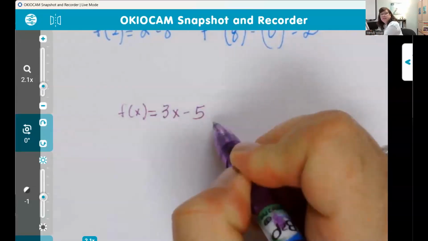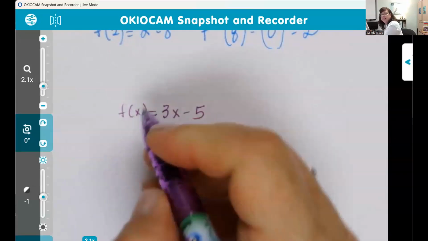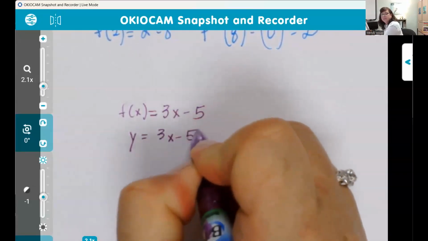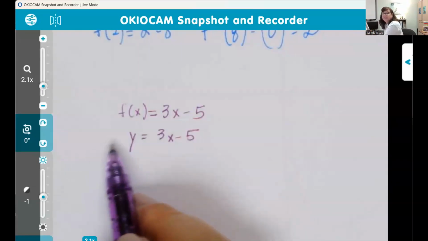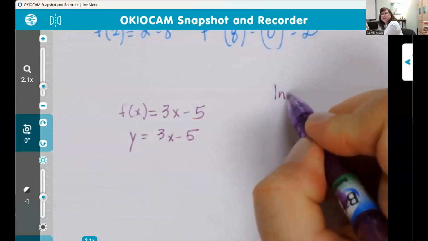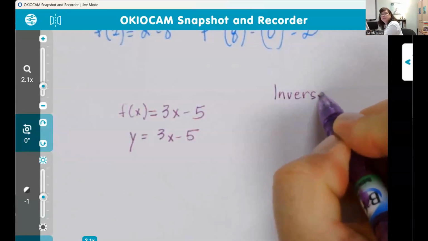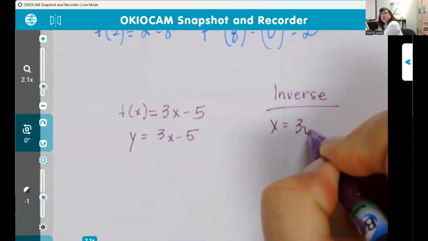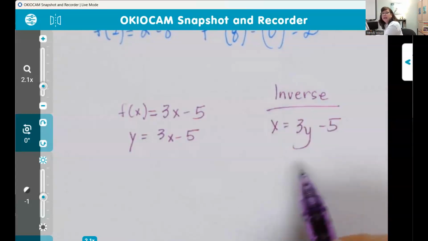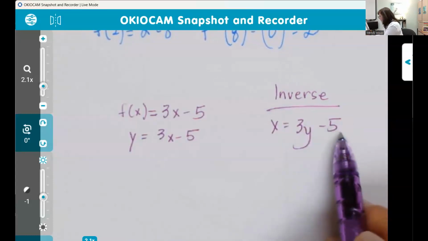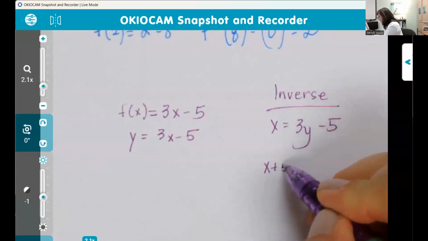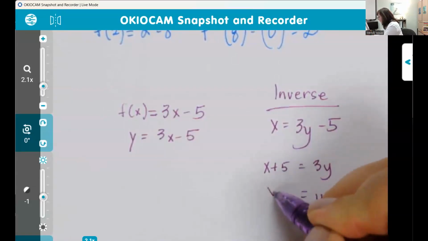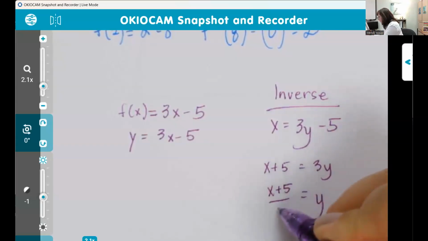All right, and the inverse will flip the x and the y. Right now, f of x is your y. This is y equals 3x minus 5. We're going to flip the x and the y. So for our inverse, we flip the x and the y, and we'll get x equals 3 times y minus 5. And then you need to solve for the y. So I add 5 to both sides. So y equals x plus 5 over 3.